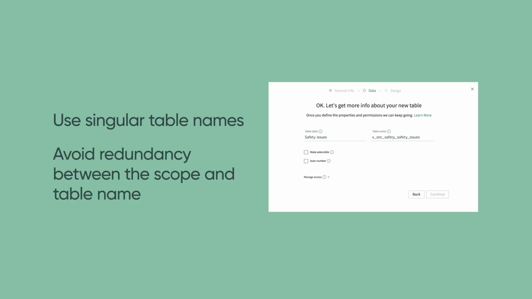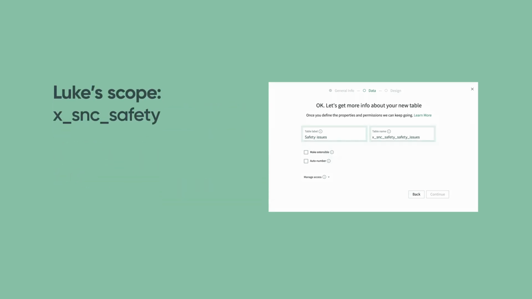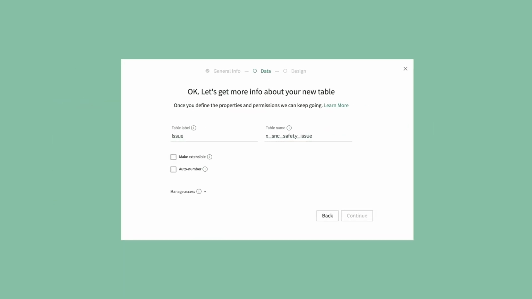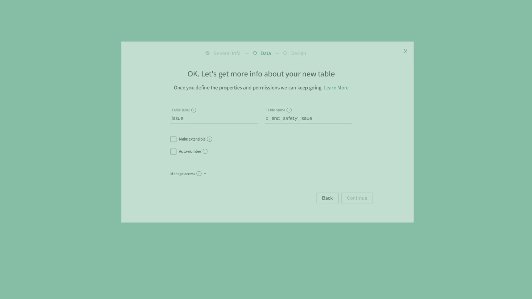Also, avoid redundancy between the scope and table name. Luke's scope is x_snc_safety, so creating a table that also has safety in its label means the final table name would be x_snc_safety_safety_issue. He can either label the table as issue or modify the table name to x_snc_safety_issue before it's created. This shorter version will prove a lot easier to maintain down the road.